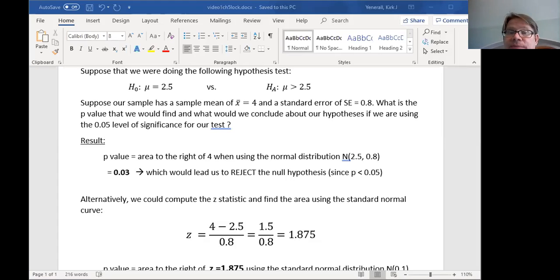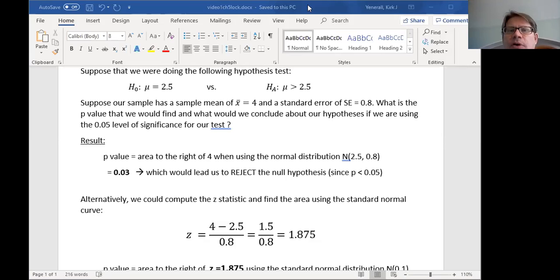Here's our 1.875. And voila, we see that the area to the right of 1.875 using the standard normal curve is, again, 0.03. Exactly the same value that we had found before using the normal curve with a mean of 2.5 and a standard deviation of 0.8. But now we found it using the standard normal curve and the z-score. So we see here that we actually have two different ways of computing a p-value for a hypothesis test.